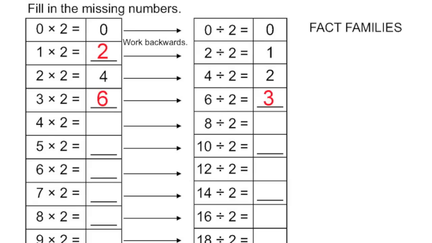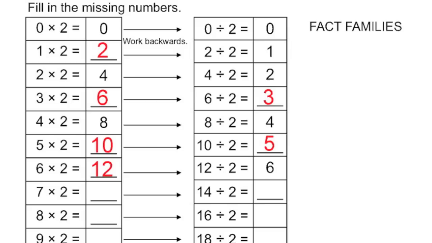3 times 2 is equal to 6. So 6 divided by 2 is equal to 3. 4 times 2 is equal to 8. 5 times 2 is equal to 10. And 6 times 2 is equal to 12. So if I work backwards from there, 8 divided by 2 is going to be 4. 10 divided by 2 is going to be 5. And 12 divided by 2 is going to be 6. Again, it's just following the same pattern. It's just working backwards. I'll go ahead and start with 7, 8, and 9.